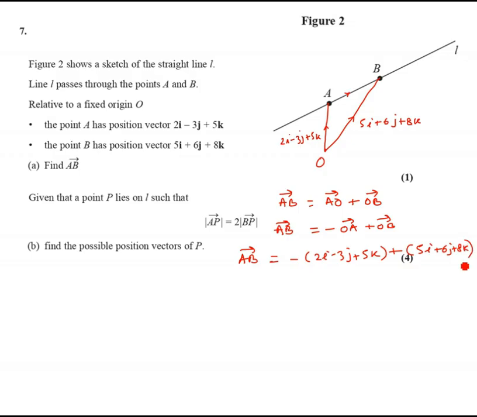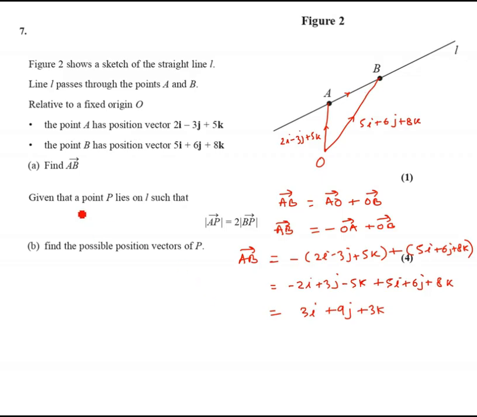Okay, so now if you simplify, expand the bracket, so minus 2i plus 3j minus 5k, we multiply this minus sign inside, plus 5i plus 6j plus 8k. Now if you simplify, 5i minus 2i will be 3i, 6j plus 3j will be 9j, 8k minus 5k will be plus 3k. So that will be the vector AB.